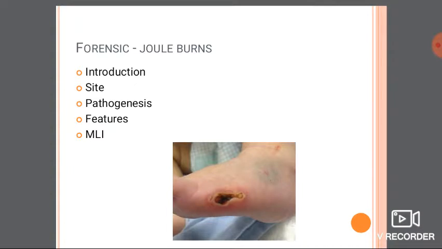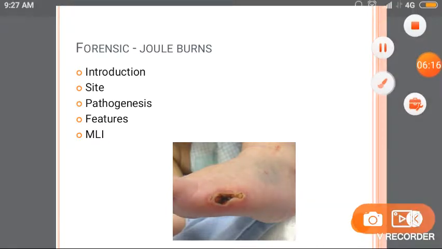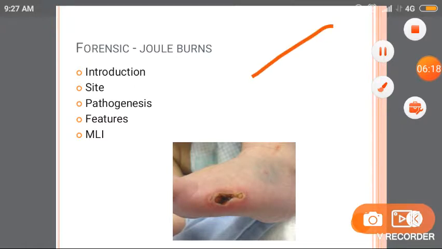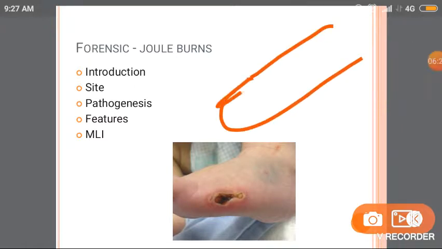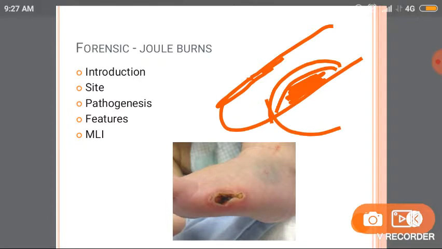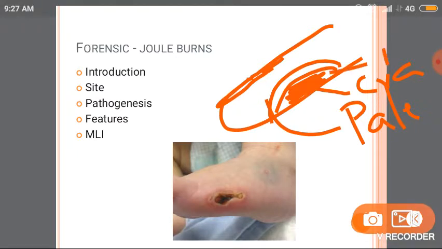You can also draw a diagram in the exam where you show a finger or something. Mostly the palmar aspect will be affected. There is a pale zone with a raised ridge and a crater around it. So draw this kind of diagram to get more marks. This is the pale zone, this is the crater, and this will be your ridge. So those are Joule burns.